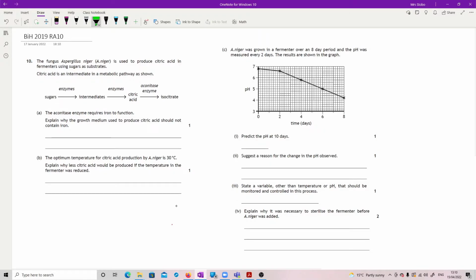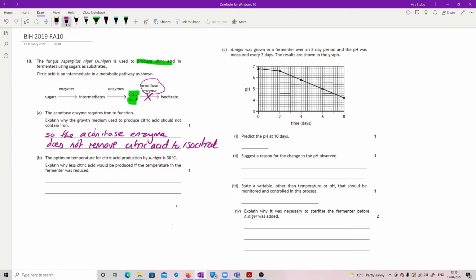Well, what we're trying to do is to produce citric acid, which means I want to go here and I do not want to go any further. So I basically want to inactivate, prevent, inhibit, stop this enzyme functioning. It says that the enzyme requires iron to function. So why do I want to make sure there's no iron present? The actinase enzyme, I'm not sure how you pronounce that, does not remove citric acid to isocitrate, because you didn't want to make that in the first place.